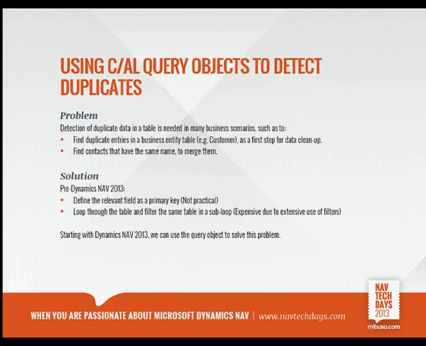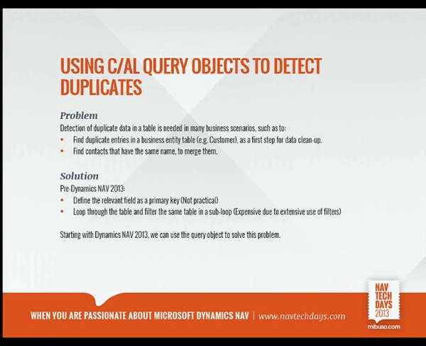Before Dynamics 2013, there were a number of solutions you could choose to solve this problem. Of course, you could define that field that you want to filter on as a primary key, but that's not really a good solution because you're not going to define the name as a primary key. It doesn't make any sense. In theory, you could do it, but it's not a good idea. And the classic solution is to loop through the table and filter on the same table in another loop. So basically it's a self-join. You join the customer table to itself and count how many connecting records there are.